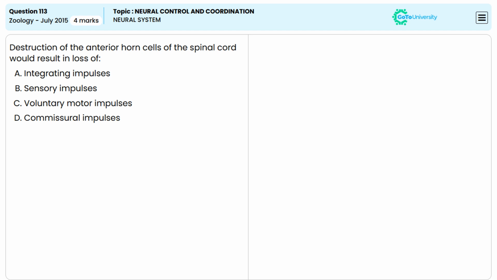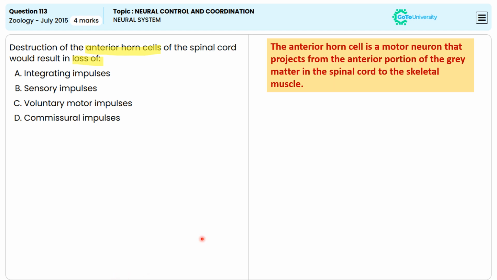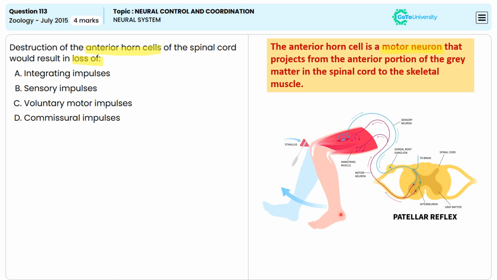The destruction of anterior horn cells of spinal cord result in the loss of what? Anterior horn cells is a motor neuron that projects from the anterior portion of the gray matter in the spinal cord to the skeletal muscles. So these neurons are responsible for sending motor signals from the spinal cord to the muscles, allowing the voluntary movement.